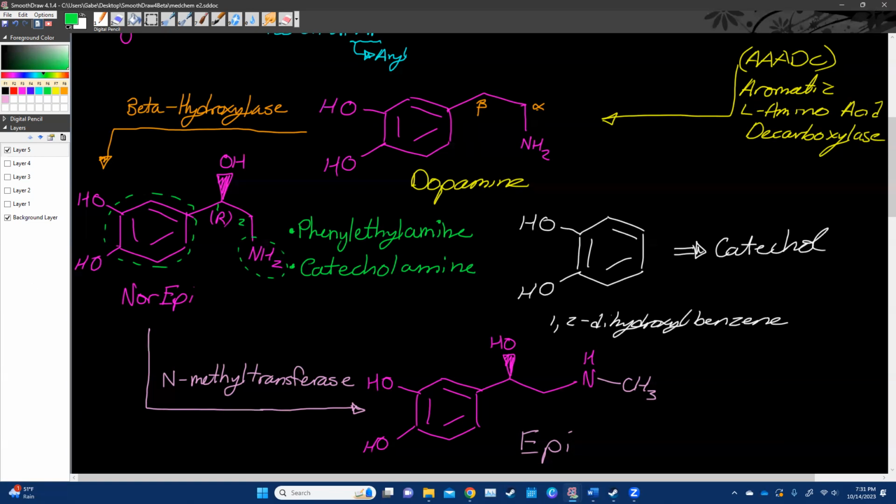The last thing that we should talk about is this prefix nor. Nor means lacks a methyl group. So the reason why epinephrine is called epinephrine is because, A, we discovered it first. And so norepi is just lacking the methyl group of epinephrine. That's the only reason why it gets its name. So if you see nor, it means it lacks the methyl group of the structure.